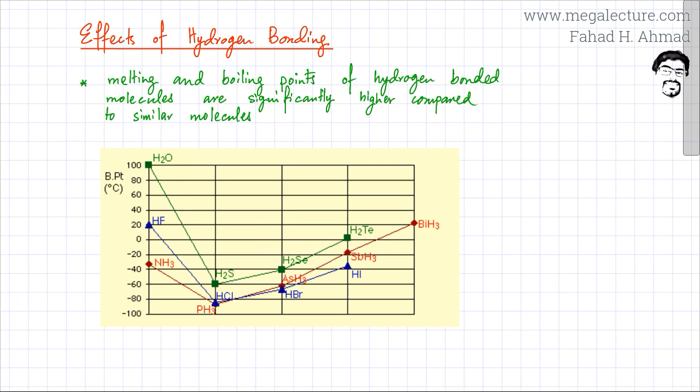The same goes if you look at this blue line over here. You're going to notice that HF, which has hydrogen bonding as the dominant intermolecular force, has a much higher boiling point compared to the rest of the molecules in the same group, HCl, HBr, HI. And the same applies to ammonia as well. NH3 has hydrogen bonding in it, which is much stronger compared to the rest of the similar molecules, so it also has a higher boiling point, although the trend is not as dominant as in H2O, because NH3 is not forming a lot of hydrogen bonds. But you're going to notice that molecules exhibiting hydrogen bonds generally tend to have higher boiling points.